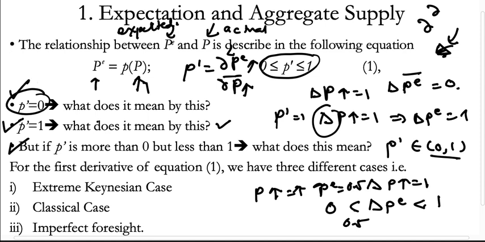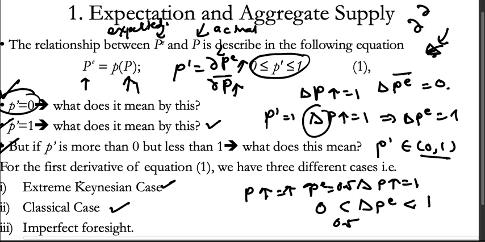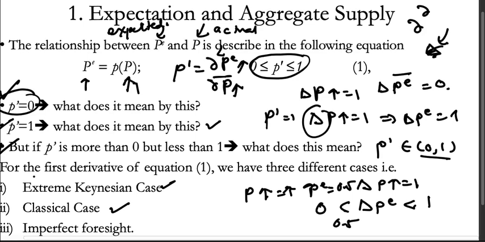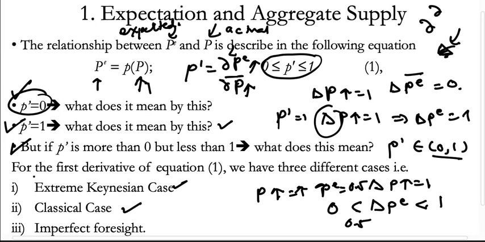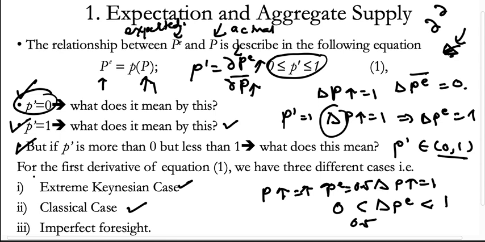Now, these three different possibilities can be related to economic schools of thought. So we have three economic schools of thought: extreme Keynesian case, classical case, and imperfect foresight. For imperfect foresight, what is the opposite of imperfect foresight? Perfect foresight. What does it mean? We'll talk about this later.